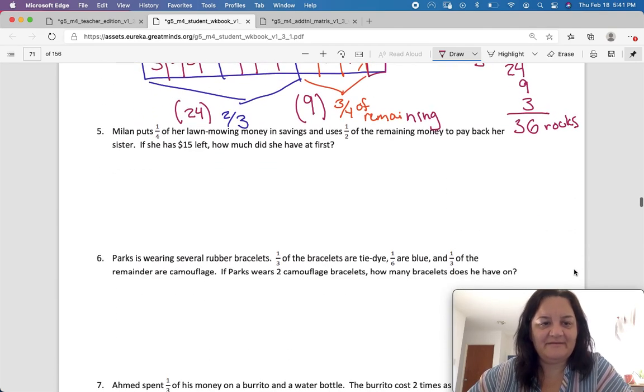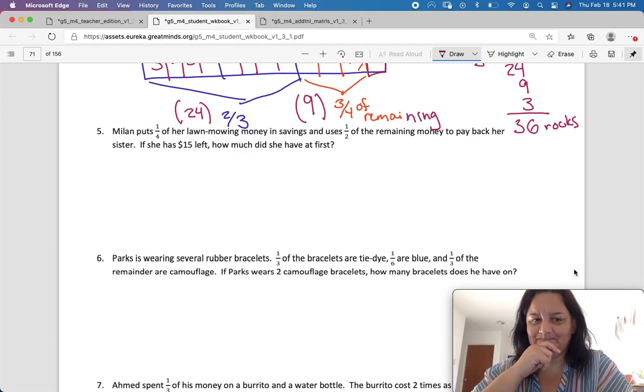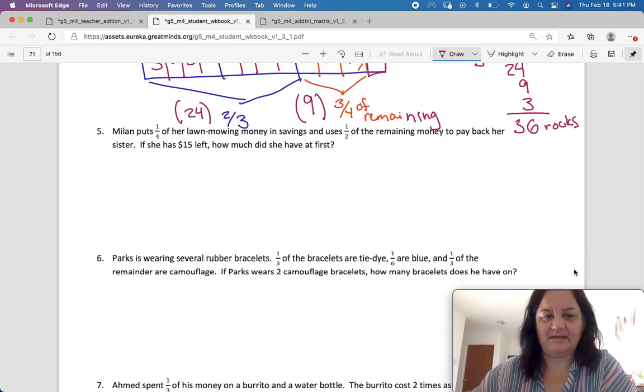Number 5. Milan puts 1/4 of her lawn mowing money in savings and uses half of the remaining money to pay back her sister. I wonder what she borrowed the money for. Maybe she got her nails painted or something.